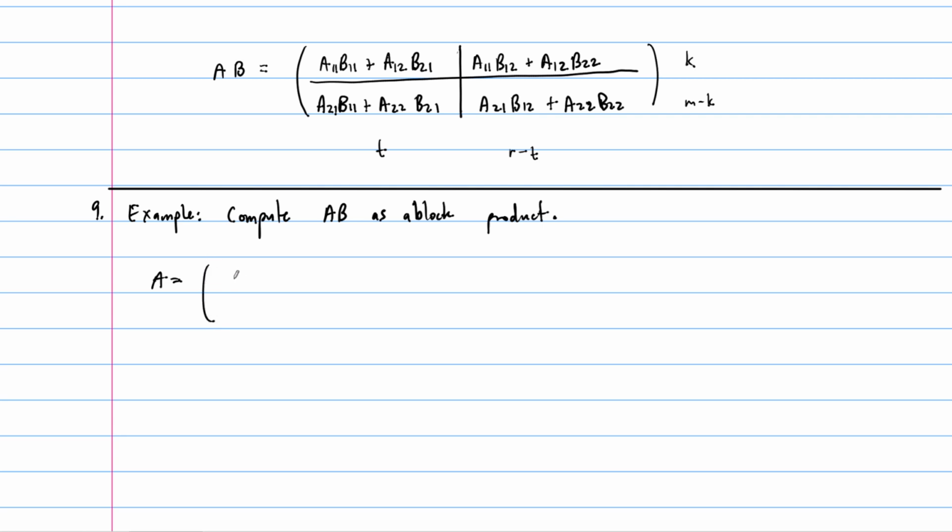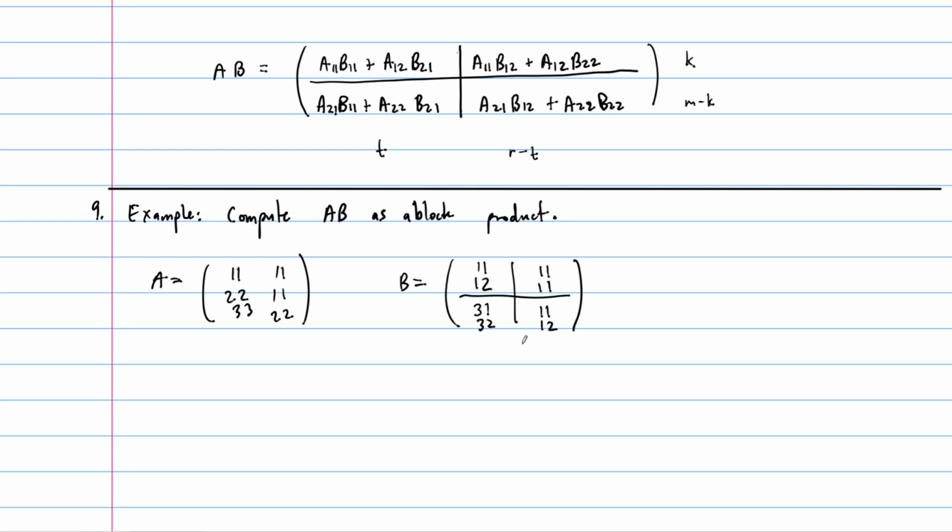A is equal to 1, 1, 2, 2, 3, 3, 1, 1, 1, 1, 2, 2. I've kind of read that off as a block, but there are no blocks designated on that one. B, however, has blocks designated, so this is given in 4 blocks: 1, 1, 1, 2, 1, 1, 1, 1, 3, 1, 3, 2, and then 1, 1, 1, 2.